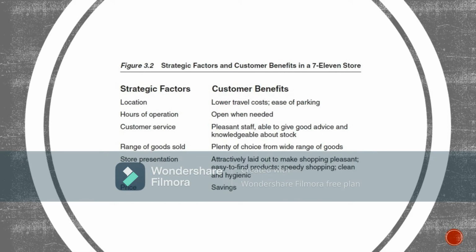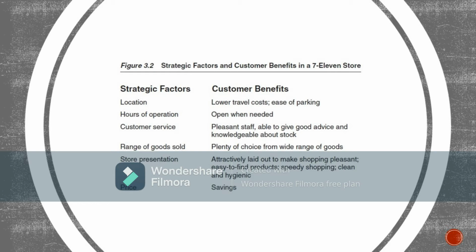The 6 strategic factors relevant to the relationship of a 7-Eleven with its customers are listed in figure 3.2. Also listed are the benefits that are derived from each of these strategic factors. Location, hours of operation, customer service, range of goods sold, store presentation, and price.